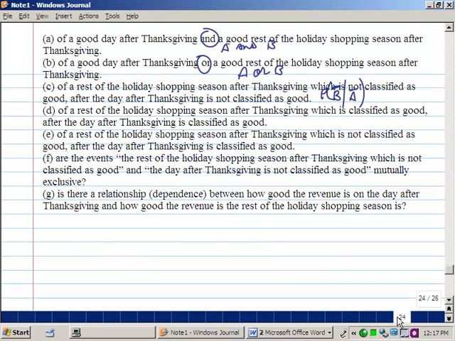Part D: the rest of the holiday shopping season after Thanksgiving is classified as good, B, given that the day after Thanksgiving was classified as good. All right, so B given A.